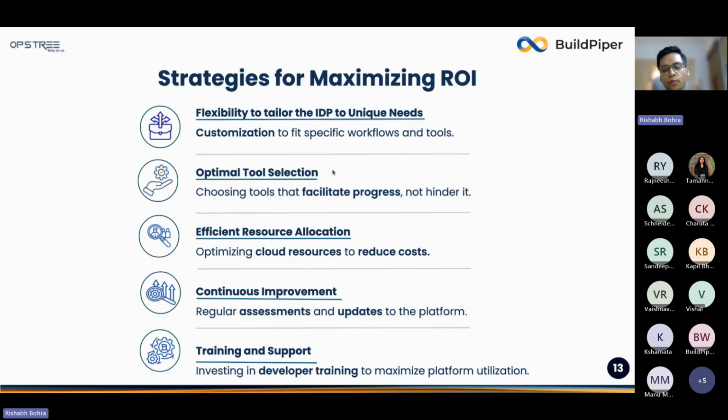And then finally, training and support, which is very much essential, because not everyone is going to know some of the technologies that are being used in a specific organization. So it is very essential to have this propagation of knowledge, where the investment is being made in developer training so that they can utilize the platform to its max.